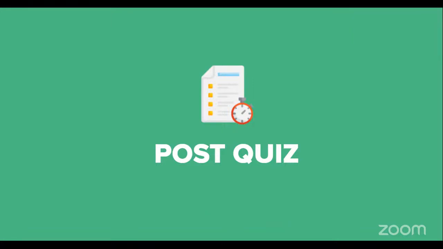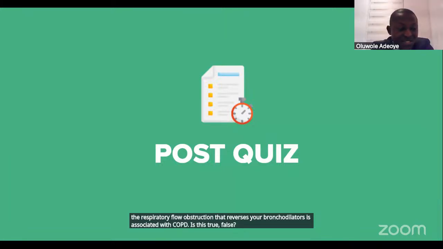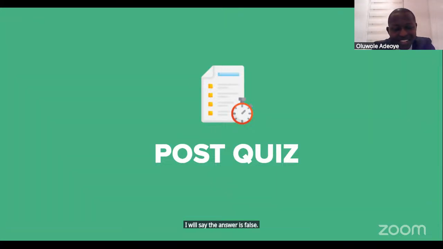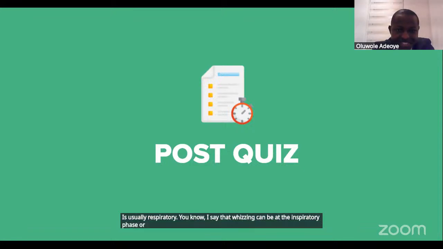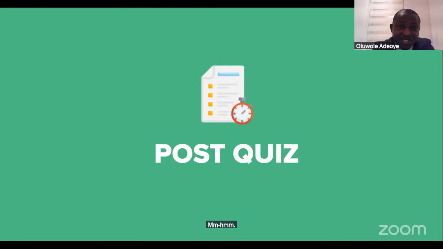Thank you, sir. Then question 6 says, expiratory flow obstruction that reverses with bronchodilators is associated with COPD. Is this true or false? I will say the answer is false. Wheezing in asthma and COPD is usually expiratory. You know, I said that wheezing can be at the inspiratory phase or at the expiratory phase. The expiratory wheezing is the commonest form that is seen. And inspiratory wheezing is mostly seen when there is foreign body aspiration.